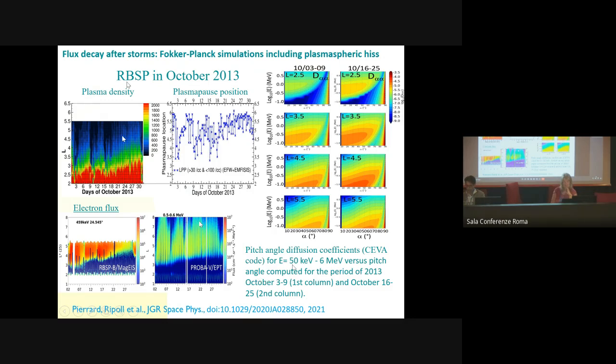This here for the first event, beginning of October, and here end of October 2013. And from this, we can deduce the effects of these waves on the radiation belts, and compare the results with the observation of the outer belt, and obtain especially the same variations during this month.